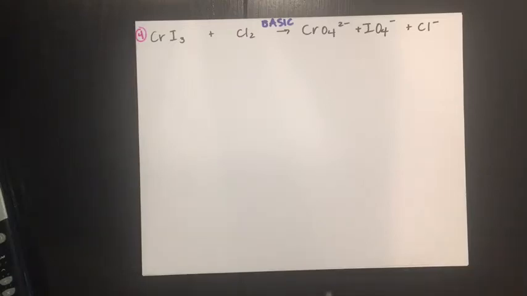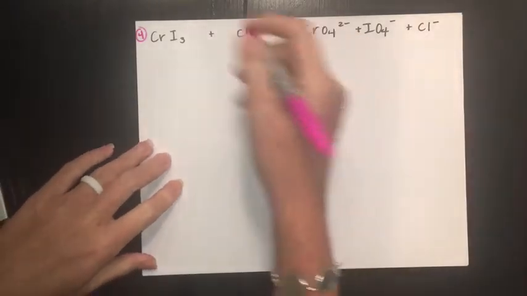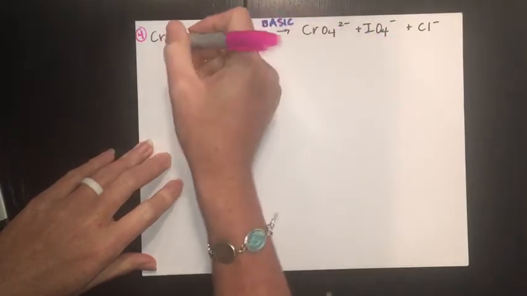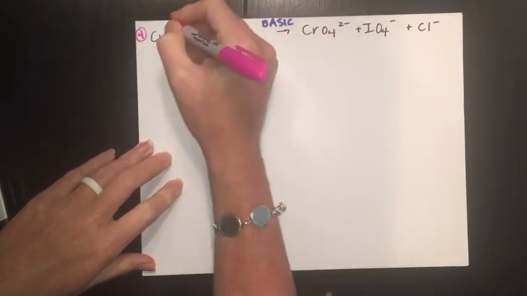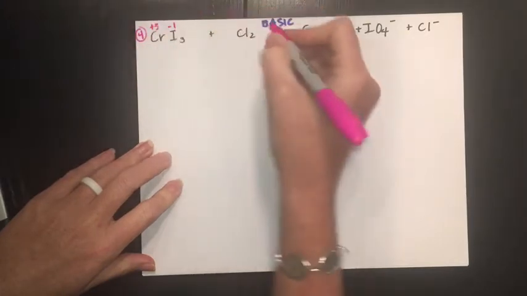Okay, let's balance another one in basic solution. So first thing that we want to do, identify all of our oxidation numbers to pick out our oxidation half and reduction half. So here you're like, I don't know either of those. However, common monatomic ions, I is going to be -1. And so that means chromium is +3 here.